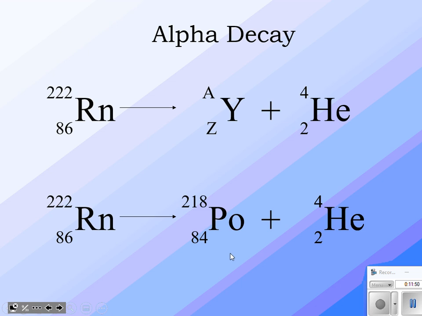How do I know it's alpha decay? Because I have a helium right here that is being emitted. So I know that is alpha decay.